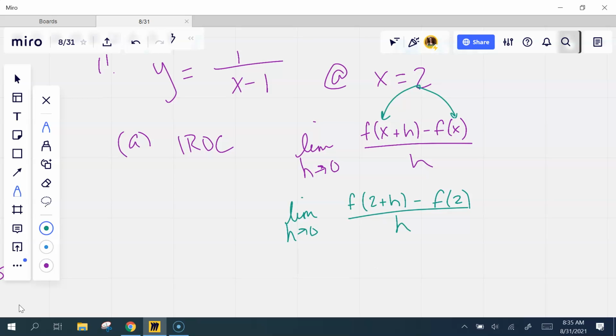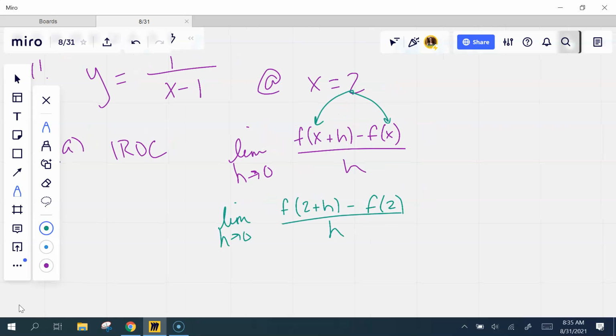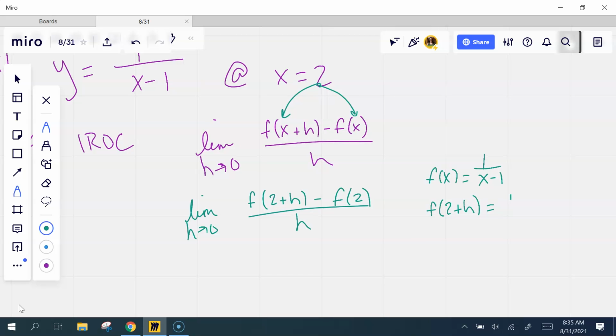Okay, let me just sidebar here so that you see where this is coming from. If f of x, this seemed to help a couple of you yesterday, is 1 over x minus 1, what is f of 2 plus h? This is the part that throws y'all every time. 2 plus h in for x, right? Take f of x, replace the x with 2 plus h. It's not as hard as y'all are making it. It looks worse than what it is, but it's really not that bad.